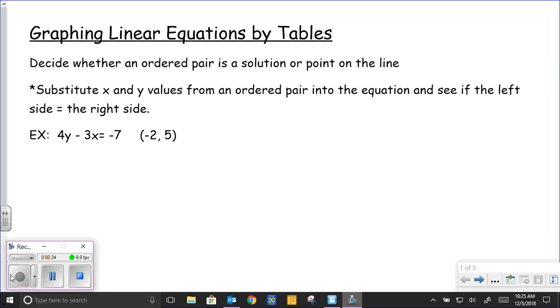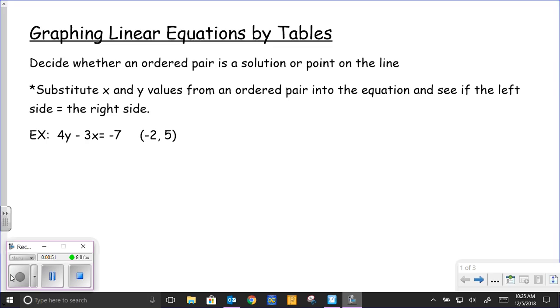First, you're going to decide whether or not an ordered pair is a solution or a point on the line. That could be a question that they ask on a test. So, it's very simple to do. You're just going to substitute x and y values from an ordered pair into the equation and see if it matches each other. The left side obviously should equal the right side.